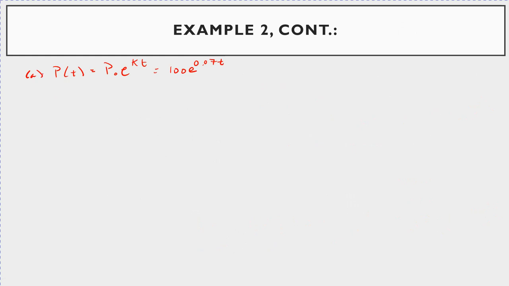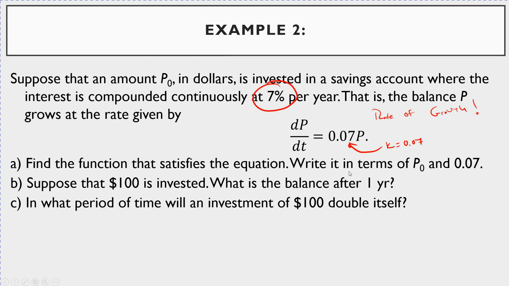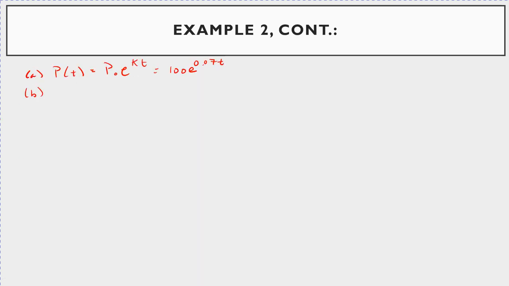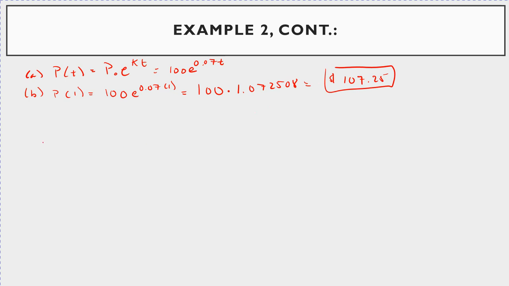So B: how much will you have in the account? Suppose $100 is invested, what is the balance after 1 year? You're just going to take 1 and literally plug it in. So it's 100 times e to the 0.07 times 1. If you plug this into your calculator, you get roughly 100 times 1.072508, so you would have roughly $107.25. Which is great. It's a little bit more than 7%, and that's because this is compounded continuously.